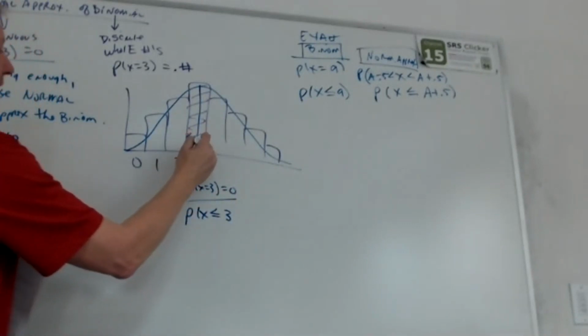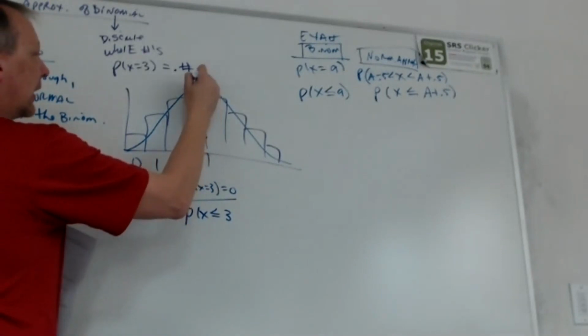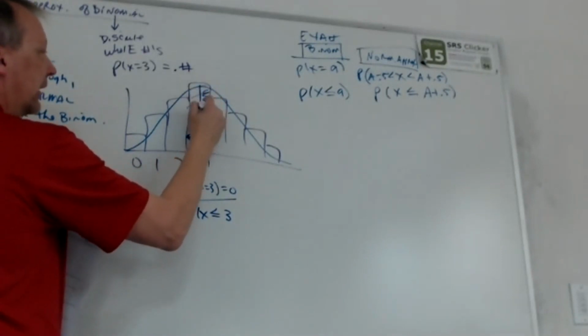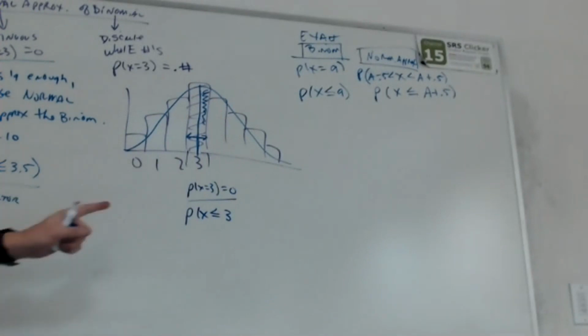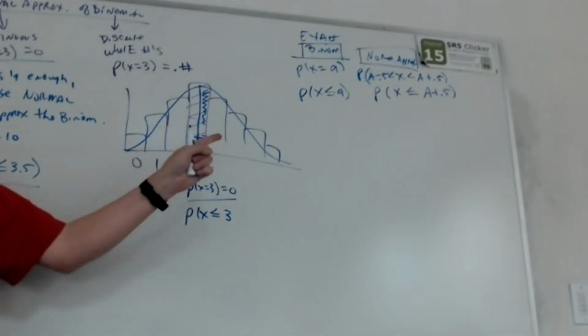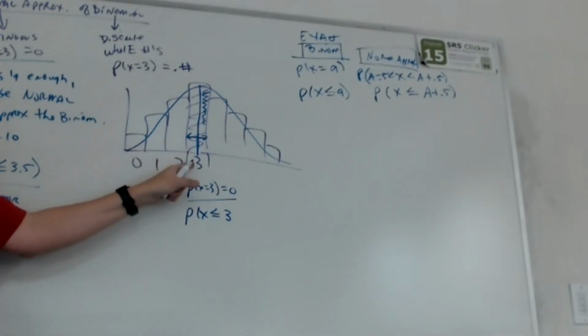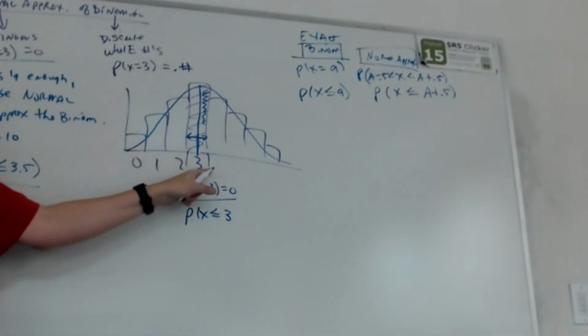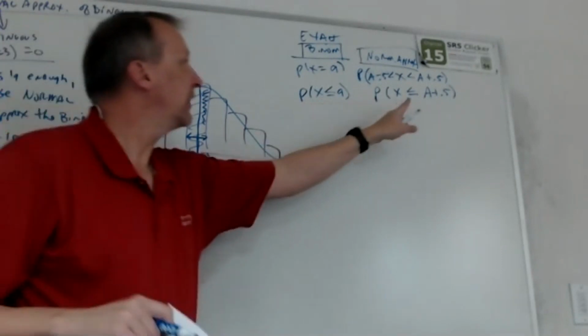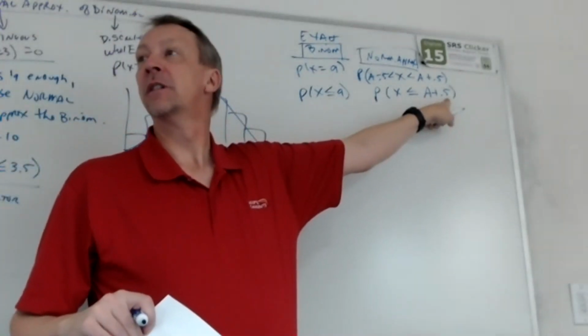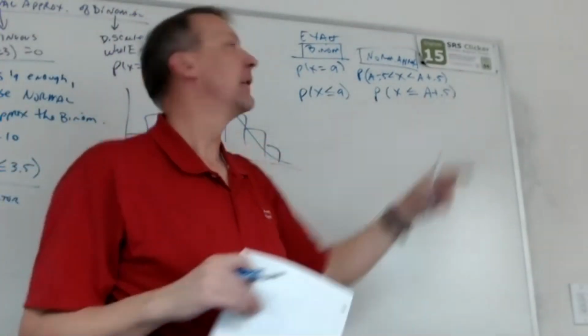Okay. Now, if I stop at 3, I'm going to miss all of this area here. The idea with the normal approximation, you're trying to make this as large as possible. So you don't want to stop at 3. You're going to add a half to this, and you're going to make this 3.5. Okay. Does that make sense?